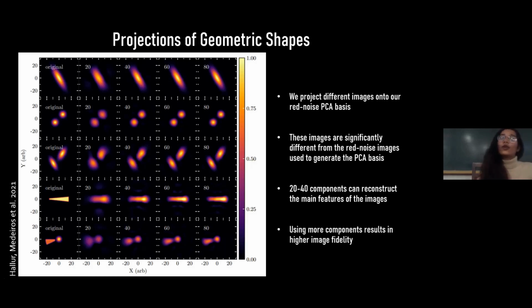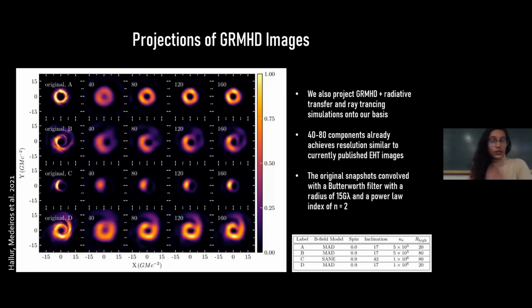Now, these are images that look like AGN sources. We have the ellipse and the two blobs and a jet-like structure. But even though it was not the original purpose, we also tried to make black hole simulated images. These are GRMHD plus radiative transfer and ray tracing simulations. We tried to span a space of different kinds of models and different kinds of spins. Here we used more components, 40, 80, 120, and 160, because there were finer details in the image. But again, 40 and 80 already start to achieve the resolution of the published EHT images, which is again good news because we don't have to work too hard to get the resolution that we need currently.